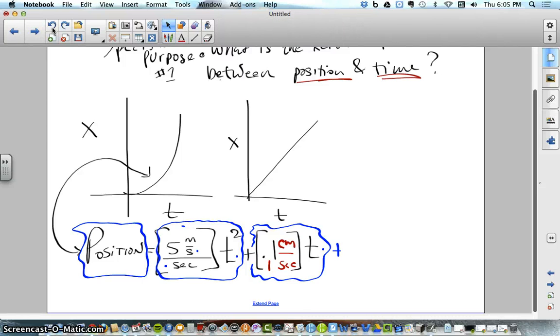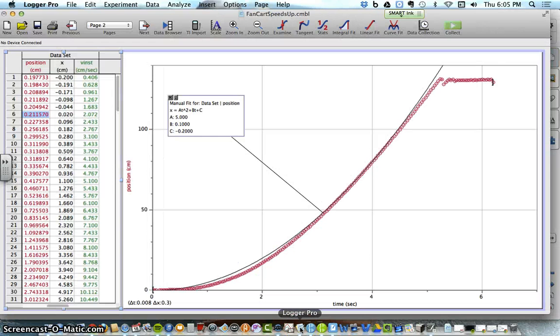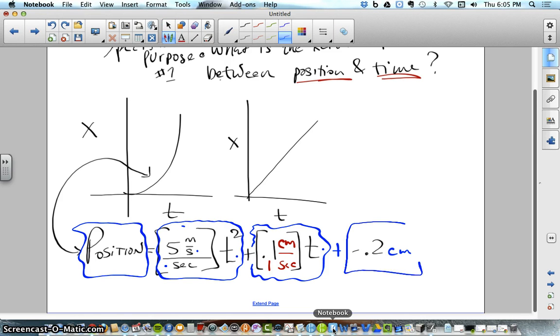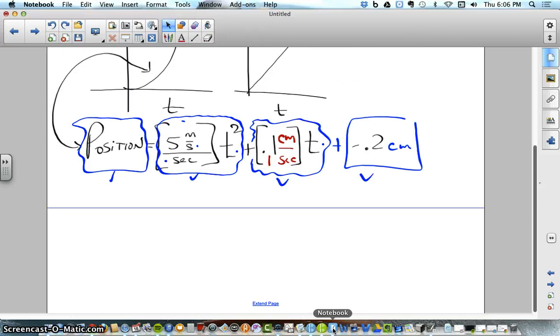And my last term, my c term, has to be in the units of just plain old centimeters. It looks like it's negative 0.2 here. You can see it right there. So negative 0.2, all right? So I get plus minus 0.2. And my units there have to be centimeters, simply because my units here have to match my units here. So every term has to have the same units. Centimeters have to equal centimeters plus centimeters plus centimeters. And you wonder, what is this in general?